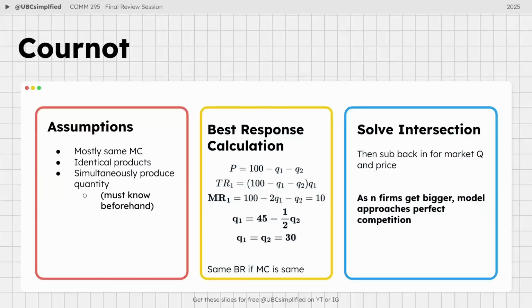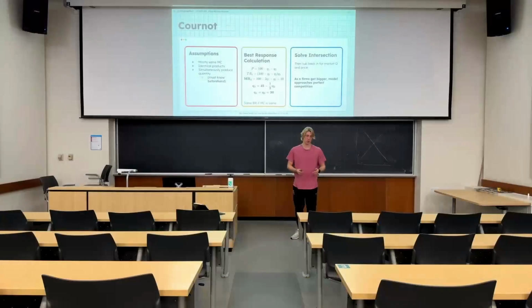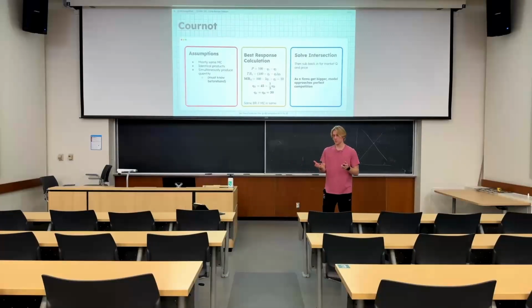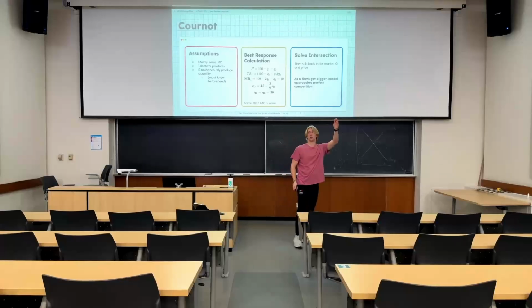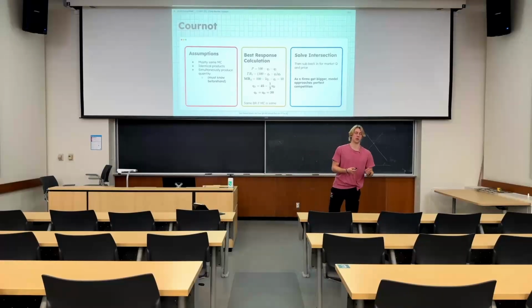This is firms that, for the most part, have the same marginal cost. They have identical products, and they have to decide simultaneously how much to produce. So this is something where you need to know production beforehand. The best way to go about solving this is you have your demand equation, and you have your two different quantities, and then you calculate your revenue for one firm by multiplying by the quantity. So price times quantity is going to equal revenue. That's where we have our total revenue equation.